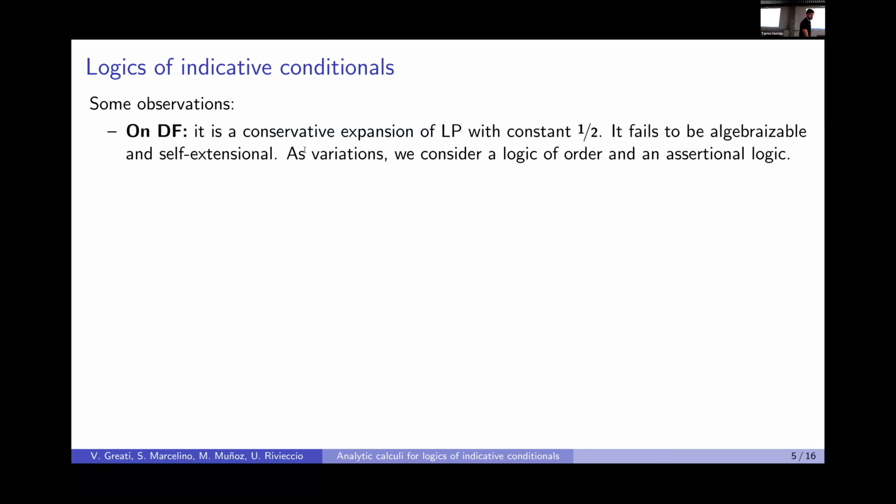I can mention some of these properties. For example, DF is a conservative expansion of the logic of paradox. It fails to be algebraizable and self-extensional.